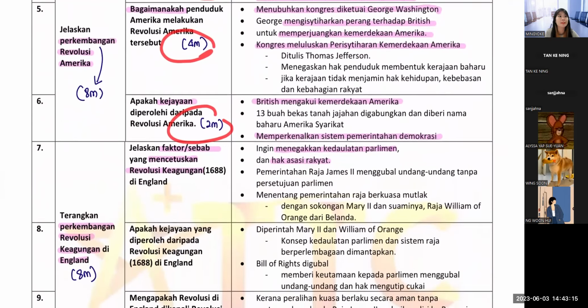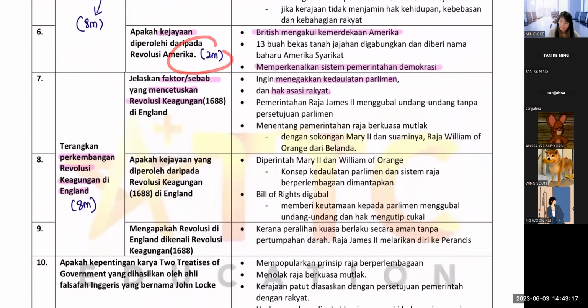Okay. Now next, faktor why revolusi keagungan, because they want to uphold their human basic rights. Then at the same time, because Raja James II, they created the law without getting parliament's approval. And finally, the citizens do what? The citizens basically reject king with absolute power. So this one, maximum 4 already enough.